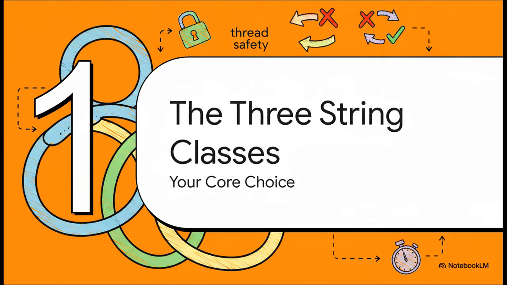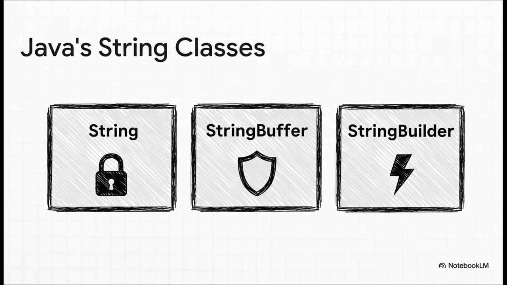All right, let's get right to the heart of it. Anytime you're working with text in Java, you've got this choice you have to make between 3 different classes. And yeah, you guessed it. Knowing which one to use and when is a classic exam question. And here they are, our 3 main players: String, StringBuffer, and StringBuilder. And what's really cool is that they're all part of the standard java.lang package, which means you can use them right out of the box.